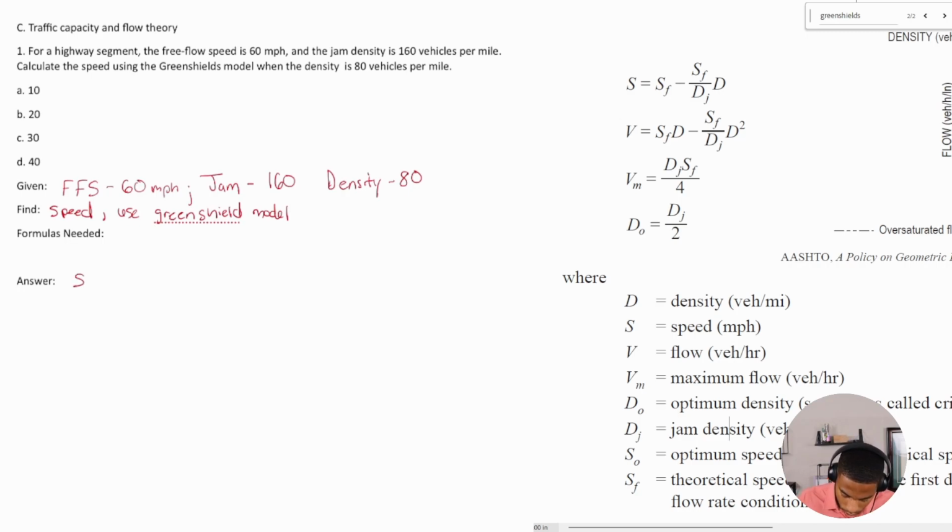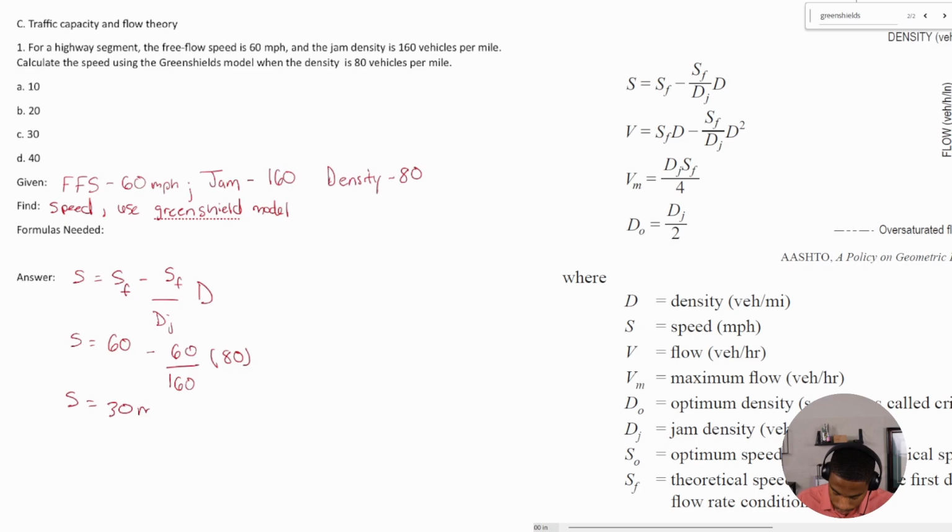So S is equal to SF minus SF over DJ times D. All right, S is equal to 60 minus 60 over 160, I'm just plugging and chugging, times 80. Once you go through that, you should get S to equal 30 miles per hour, or C.